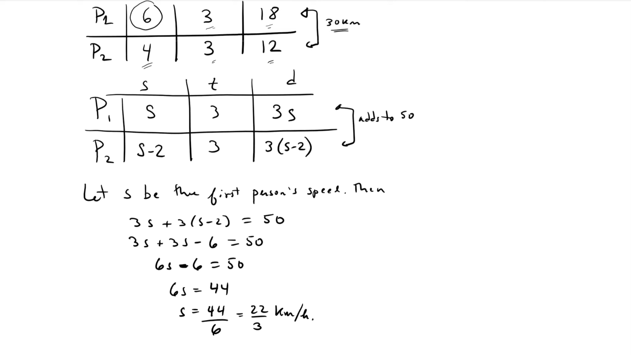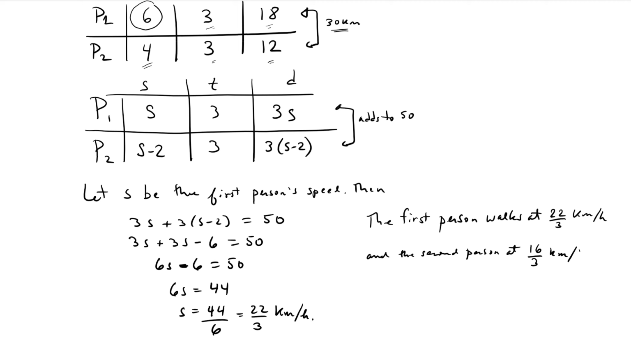Okay, and so that would mean the first person, and this is not something I would have found by trial and error, by the way, walks, maybe actually runs almost, at 22 over 3 kilometers per hour, and the second at, well, we need to subtract 2 from this. So 2 is 6 over 3. So 22 minus 6, that's 16 over 3 kilometers per hour.